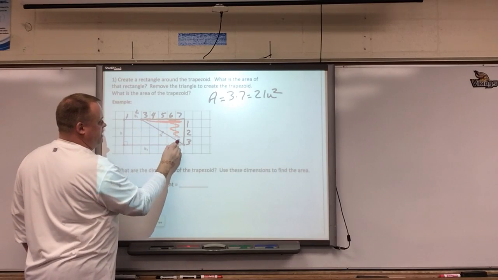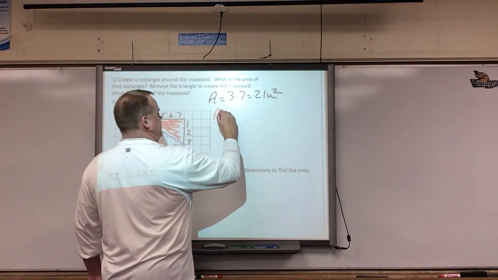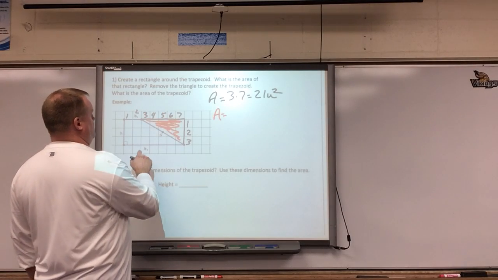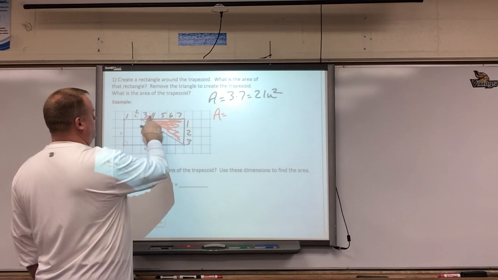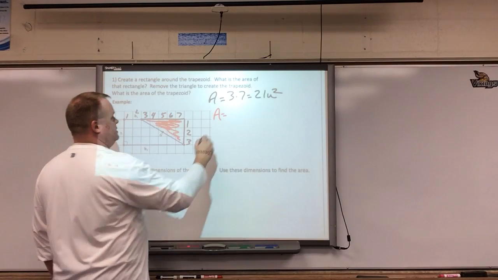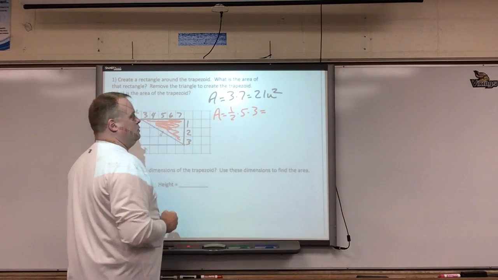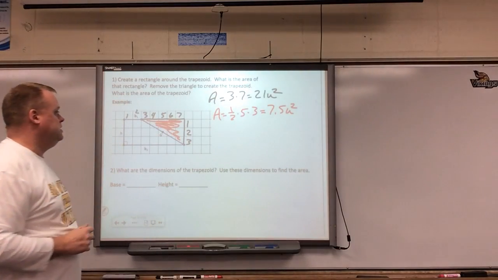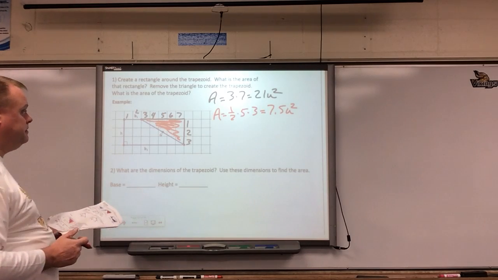Well, the triangle is right here, right? My red shaded area. Well, the area of that is 1/2 base times height. So 1/2 times the base times the height. Well, 3 by 1, 2, 3, 4. 1, 2, 3, 4, 5. So 1/2 times 5 times 3. Well, that's going to be 7.5 units, right? So what is the area of the triangle? Well, triangle is 7.5, right?